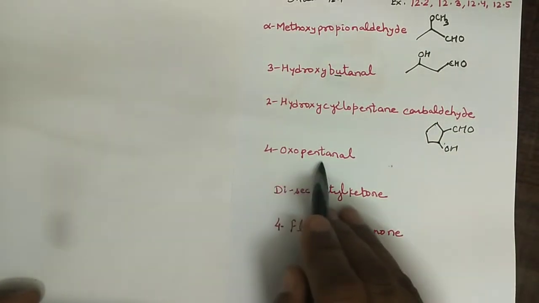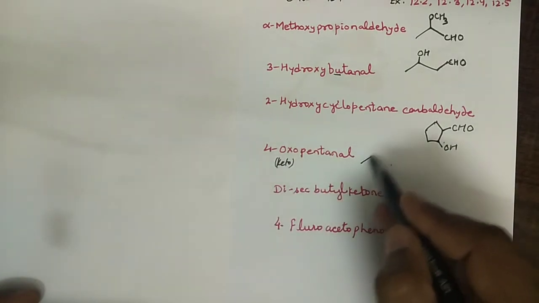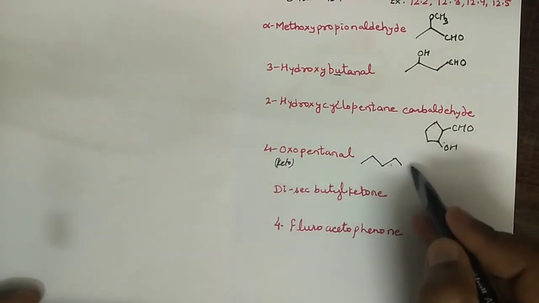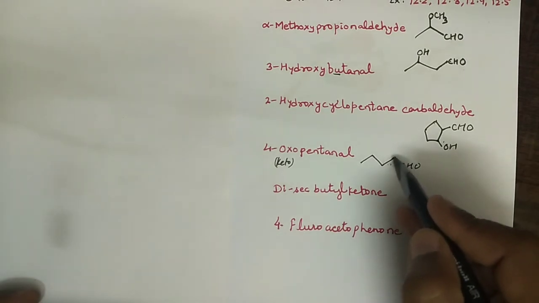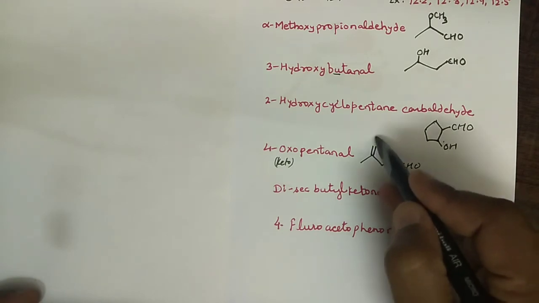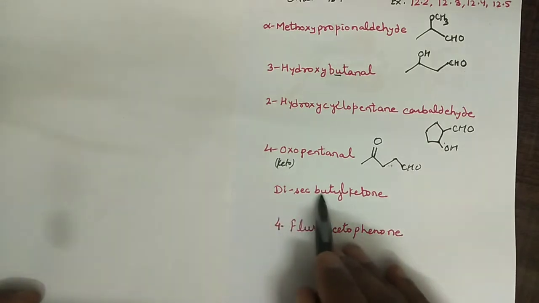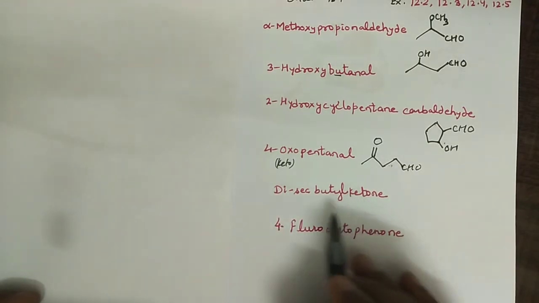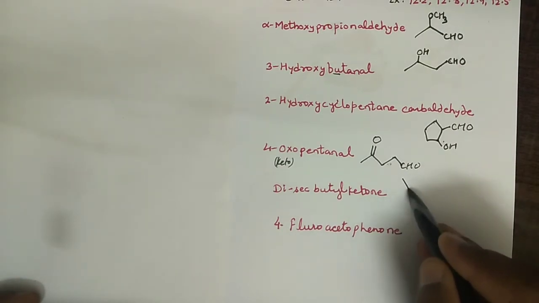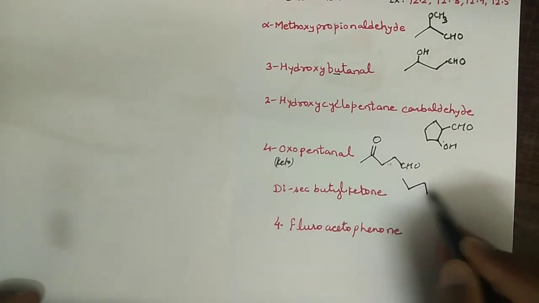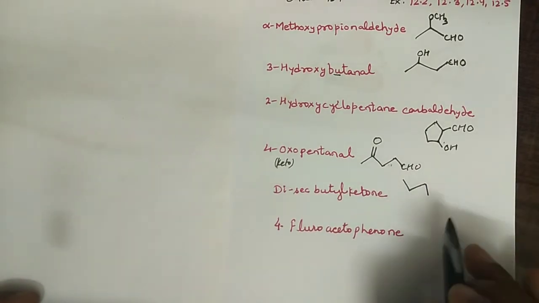Next is 4-oxopentanal. Keep in mind this oxo is the same as keto. So first you draw the 5 carbon chain, and here you put the aldehyde group, and then this is first carbon, second carbon, third and fourth carbon contains this oxo group. Then this is di-secondary butyl ketone, right? Means you have secondary butyl. This is butyl group 1, 2, 3. Okay, this is butyl 1, 2, 3, 4, right?